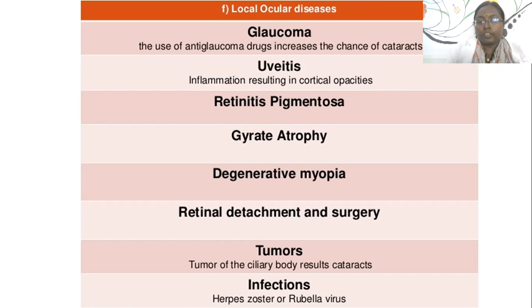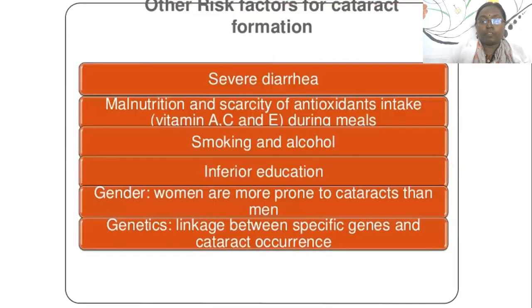Ocular diseases that can lead to cataract formation are glaucoma, some anti-glaucoma drugs, uveitis, because of the inflammation can lead to cortical opacity, that is a secondary cataract or complicated cataract, retinitis pigmentosa, gyrate atrophy, degenerative myopia, retinal detachment surgery, tumors of ciliary body can lead to cataract. Infections like herpes zoster and rubella virus can lead to cataract formation.